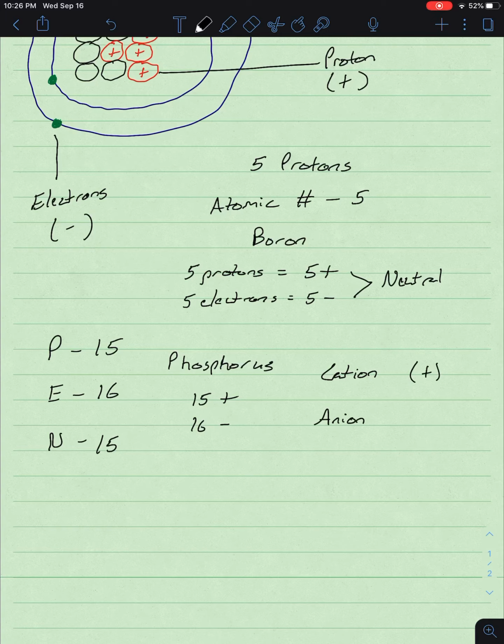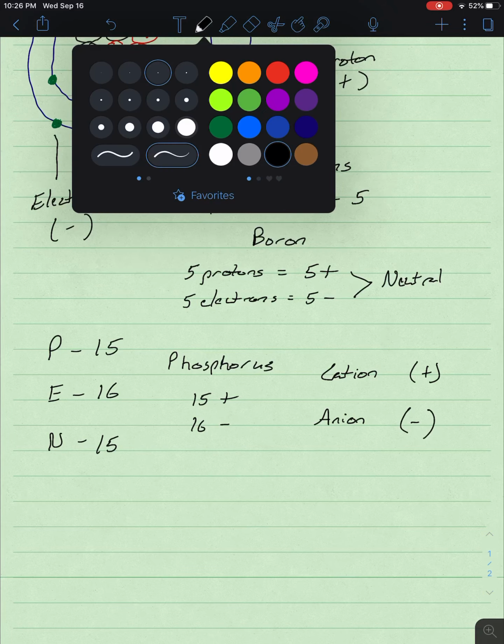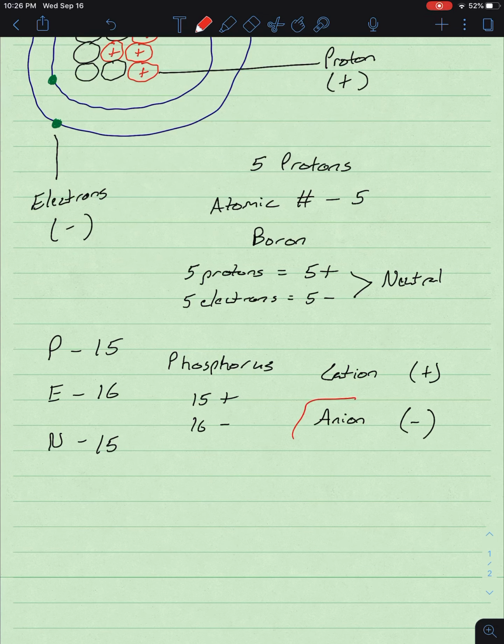Okay, which reminds me of a positive. So if we had a positive charge, you would be a cation. If you have a negative charge, I think of anion, a negative, anion, it has a negative charge. So if I look at this phosphorus atom, I have one more electron, which is going to make me a negative atom, a negatively charged ion. So this would be considered an anion.